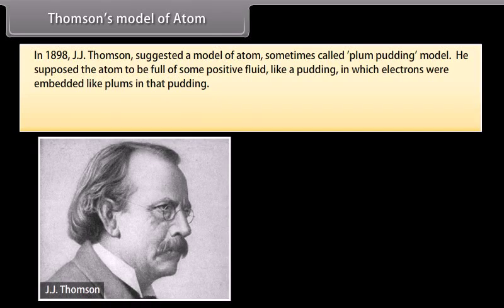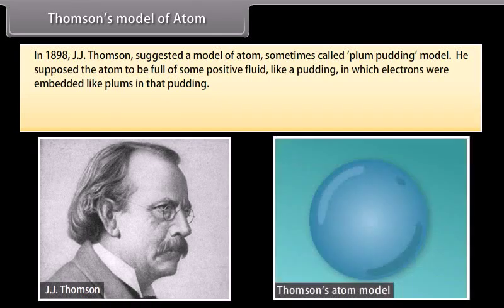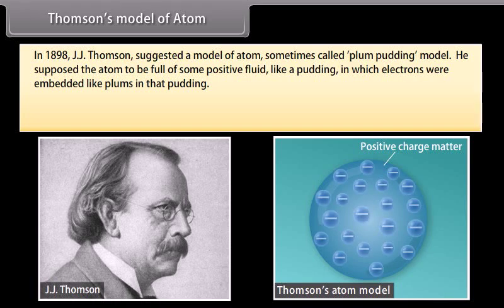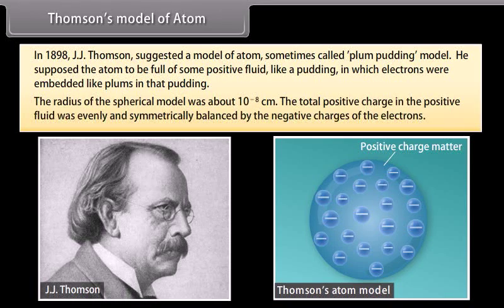Thomson's model of atom. In 1898, J.J. Thomson suggested a model of atom, sometimes called the plum pudding model. He supposed the atom to be full of some positive fluid, like a pudding, in which electrons were embedded like plums in that pudding. The radius of the spherical model was about 10 raised to the power minus 8 centimeter. The total positive charge in the positive fluid was evenly and symmetrically balanced by the negative charges of the electrons. But this model was discarded because it failed to satisfy the results of the experiments performed by Rutherford.